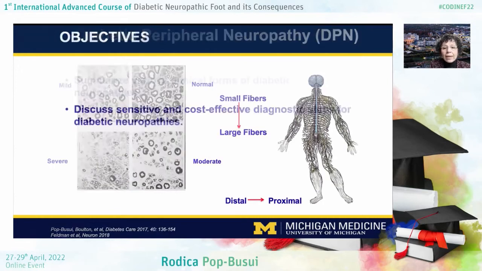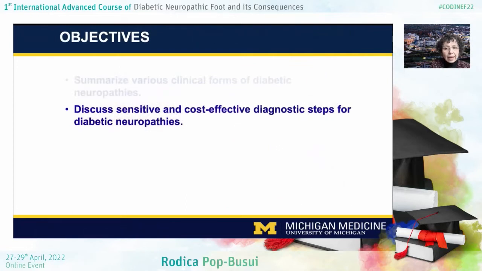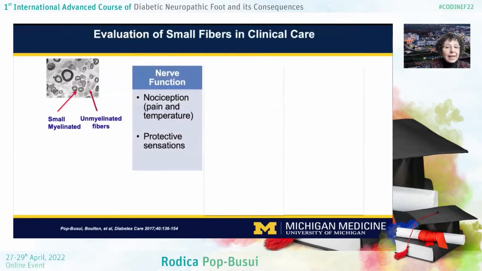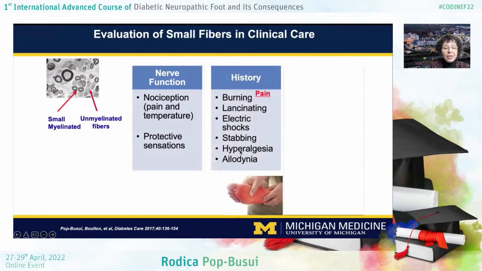When one needs to understand the diagnostic steps, including differential, one needs to remember that each of these nerve fibers has very specific roles and functions, with the small myelinated and unmyelinated fibers being responsible for nociception, including pain and temperature and protective sensation.